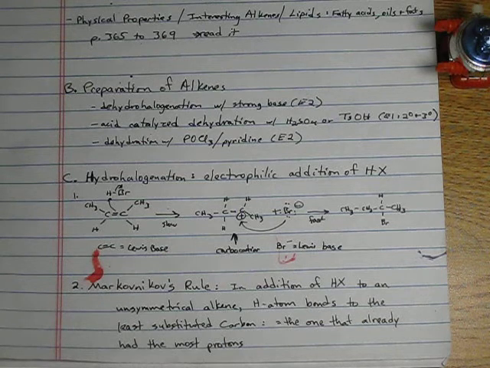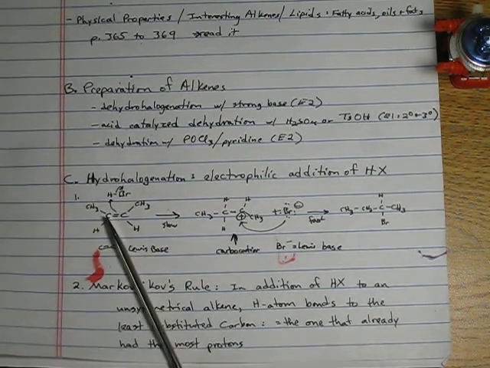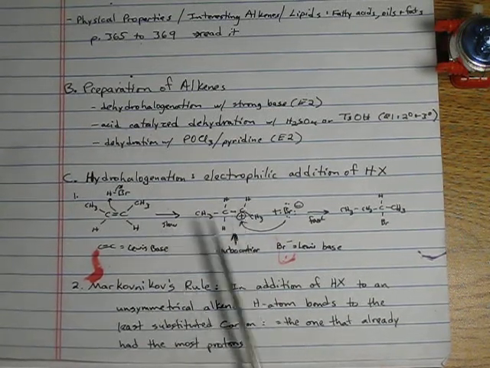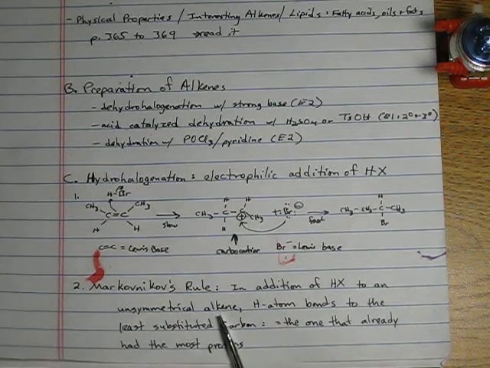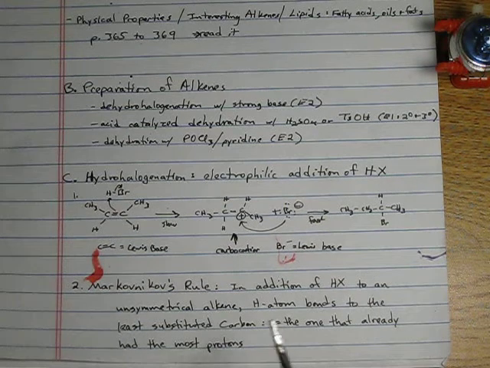But what if we had an unsymmetrical alkene? Which carbon gets the hydrogen? Here we can see that our left carbon got the hydrogen to make this, but if our right carbon got the hydrogen, we'd actually end up with the same thing. It did not matter. However, there is a nice rule named after Markovnikov. Markovnikov's rule says in addition of HX to an unsymmetrical alkene, the hydrogen atom bonds to the least substituted carbon. The hydrogen goes on the carbon that already has more hydrogens on it. That's the way I remember it.